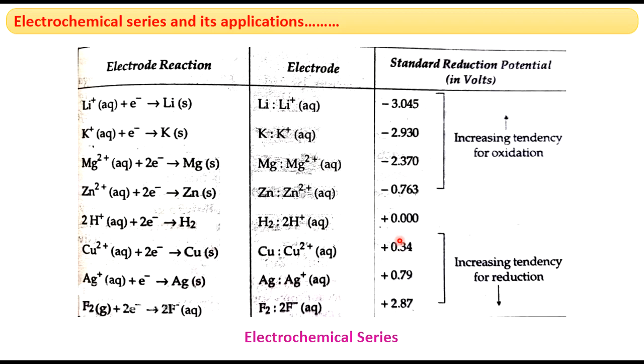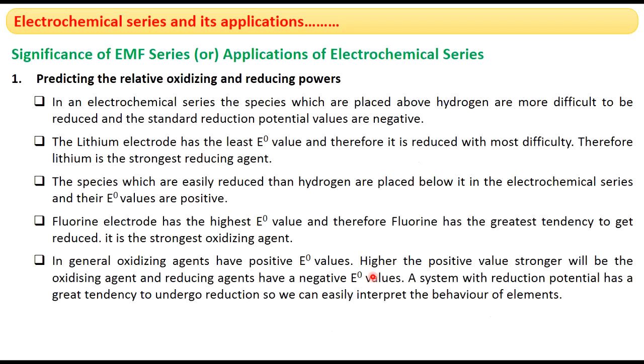Similarly, the electrodes placed above hydrogen have negative SRP values. They are the better reducing agents. As lithium is at the top, it is the best reducing agent. Fluorine is at the bottom, having the highest SRP value. It is the best oxidizing agent. So a system with a lower reduction potential has a great tendency to undergo oxidation. We can easily interpret the behavior of elements or electrodes with the knowledge of the electrochemical series.